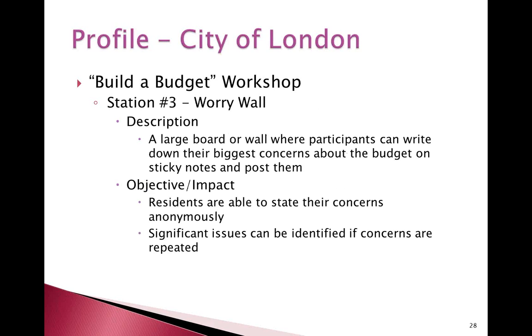Third one is a worry wall. It's a large board where participants can write down their biggest concerns about the budget on sticky notes and post them. Now, I don't think there will be value in looking at each one individually, but if there is a topic that is repeated, I think it will be worth considering.